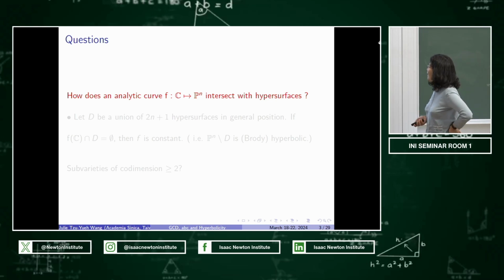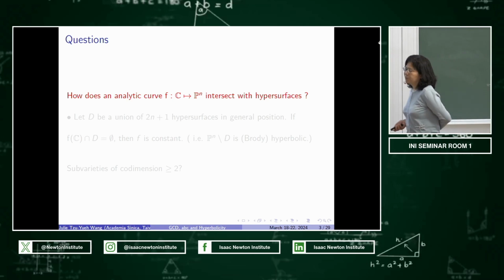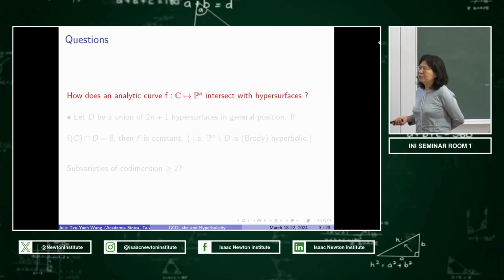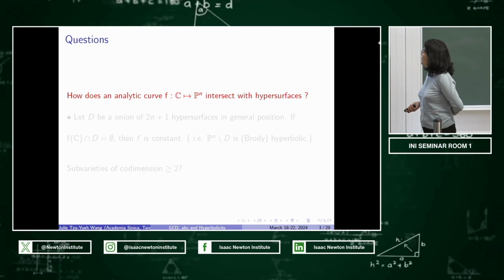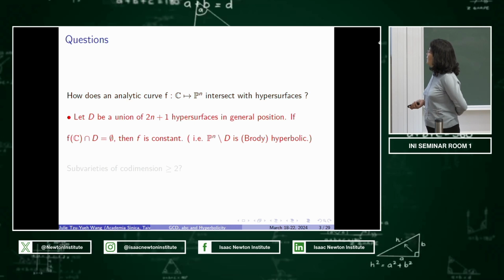As the theme of this workshop is hyperbolicity, one natural question is this. Also, I will stay on projective space for the whole talk. Suppose you have an analytic map into projective space, and you want to ask how it intersects with a hypersurface. Then we have the second main theorem.